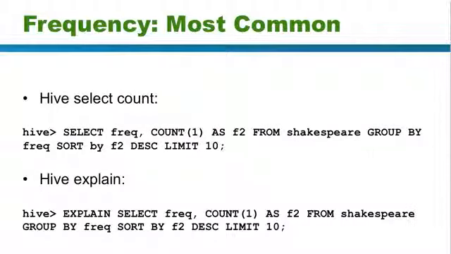So the Hive select count. When using Hive select, you select a count of 1 from your table and group by whatever frequency you'd like. You can put the explain command in front of select, and that will actually show you what's executing on the query underneath the covers of Hive.